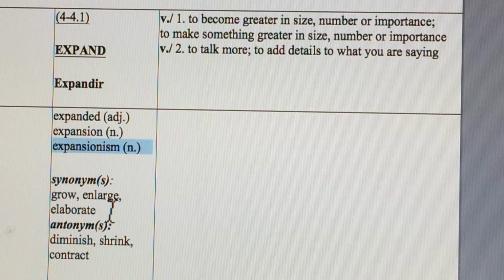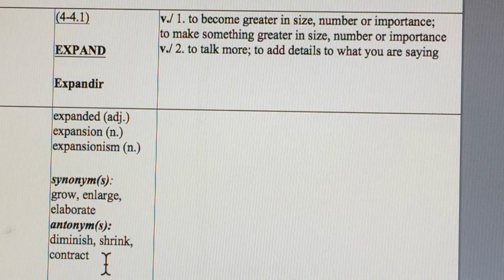I talked about the synonyms already. Let's look at your antonyms. We have diminish, shrink, and contract. Okay, notice the R in contract. It's not contact or contract, which is the noun form. This is the verb contract, which is to shrink.